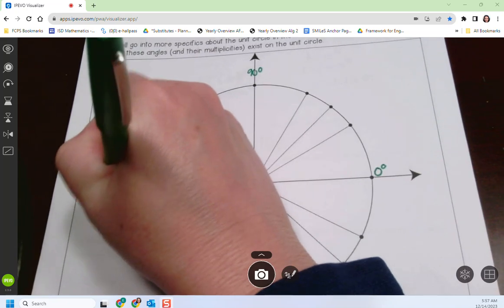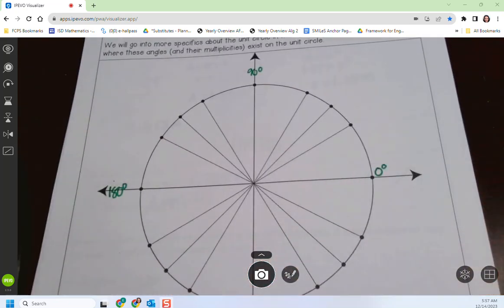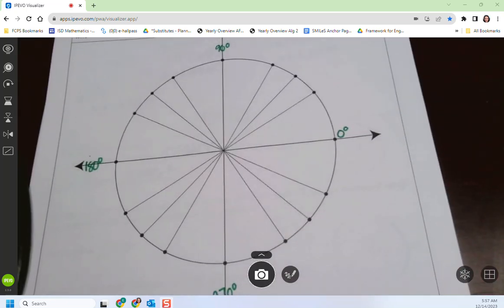180, and 270 down there. Maybe I can zoom out a little bit, but I'm afraid to mess with my camera.